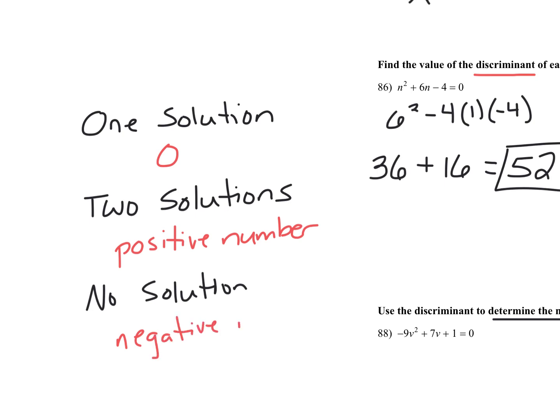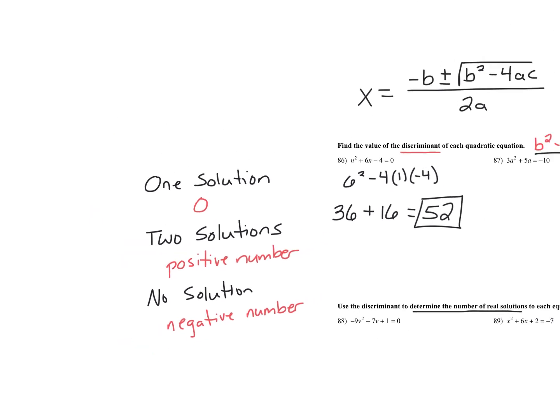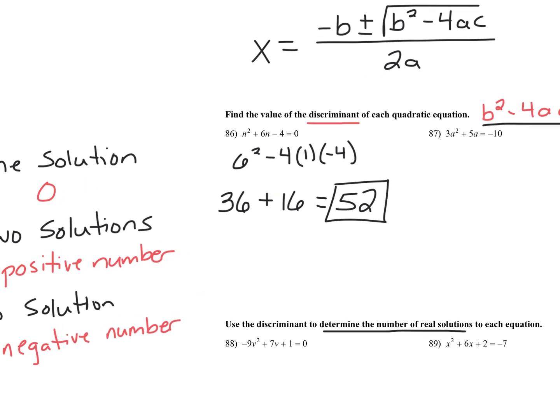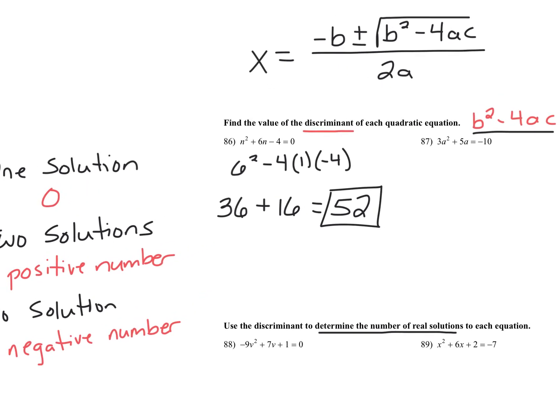Okay, why is a negative number going to be a no solution? Think of where the discriminant is. Where's the discriminant in that formula? Right, you're going to end up square rooting it, but can you take the square root of a negative number? No, so that's why you have a no solution.